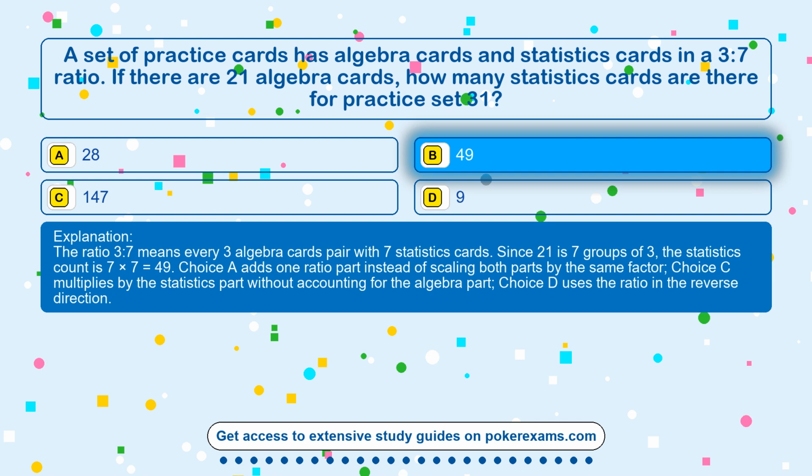The ratio 3:7 means every 3 algebra cards pair with 7 statistics cards. Since 21 is 7 groups of 3, the statistics count is 7 times 7 equals 49. Choice A adds one ratio part instead of scaling both parts by the same factor. Choice C multiplies by the statistics part without accounting for the algebra part. Choice D uses the ratio in the reverse direction.